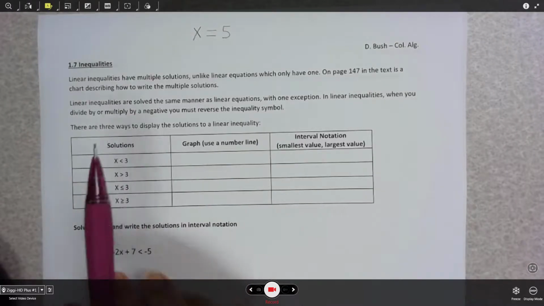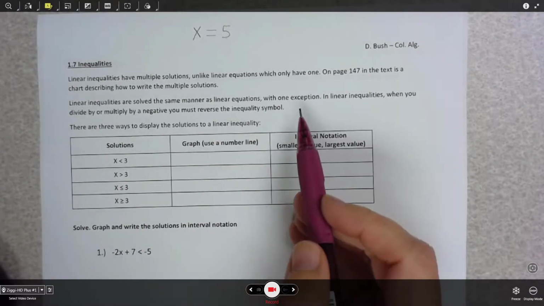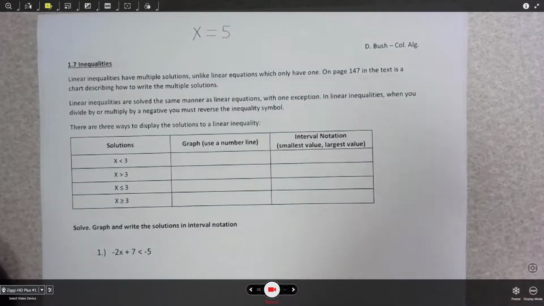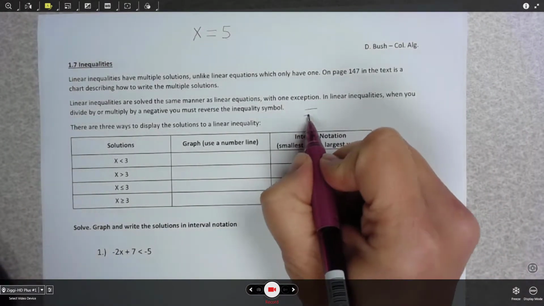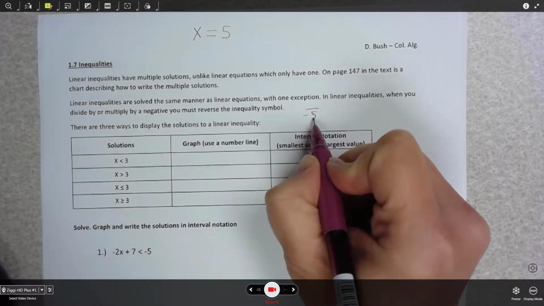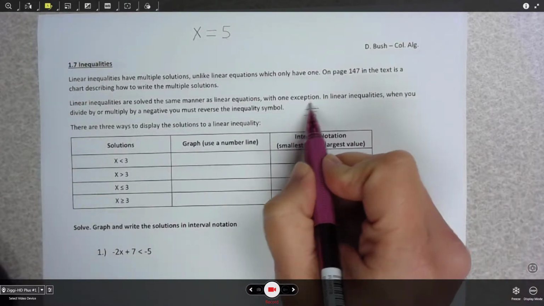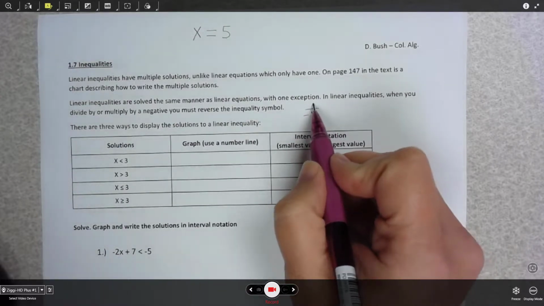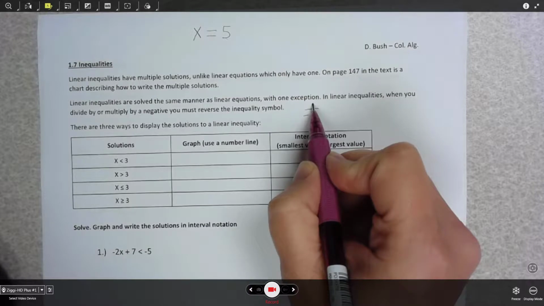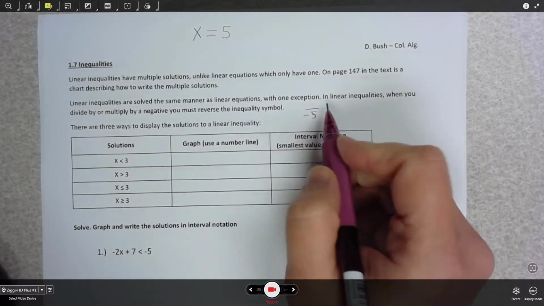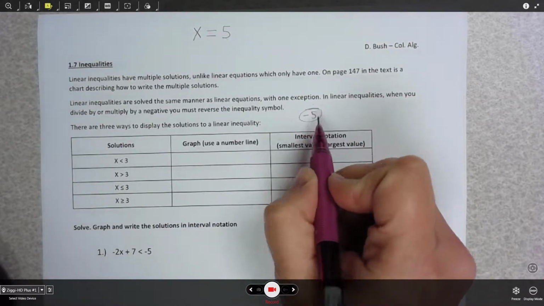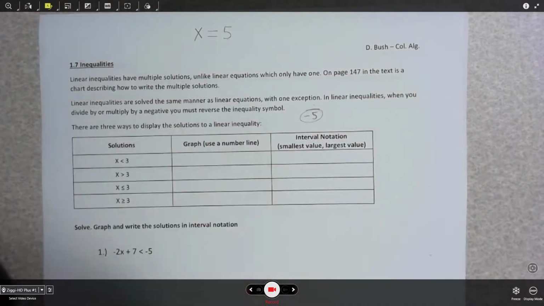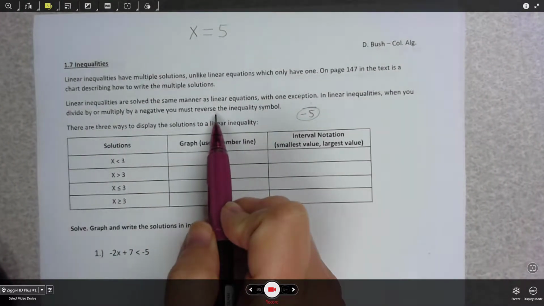Linear inequalities are solved in the same way as linear equations, with one exception. In linear inequalities, when you divide or multiply by a negative, you have to reverse the inequality sign, and dividing by a negative means the negative is down here in the bottom. It's what I'm actually dividing by. It does not matter what I'm dividing into. I can divide into a positive number, I can divide into a negative number. That will not change the sign, only if the bottom is negative. So whatever I'm dividing by has to be negative. Or if I multiply by a negative, then we're going to reverse the inequality symbol.